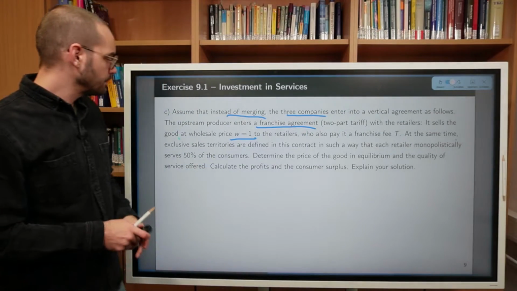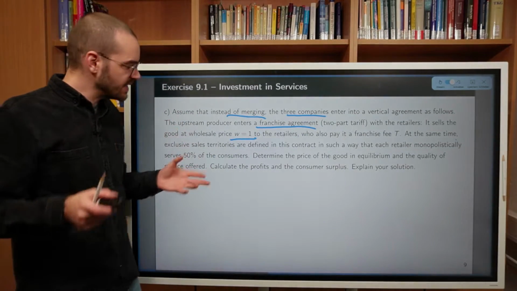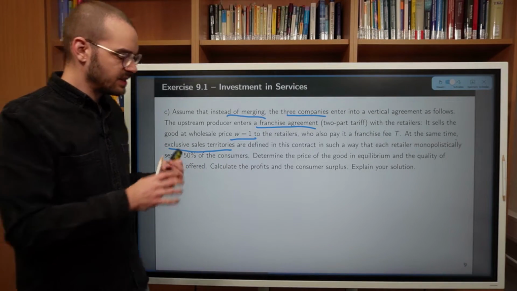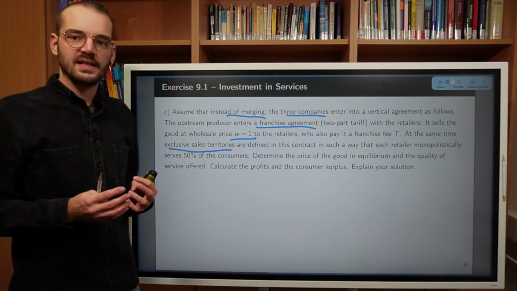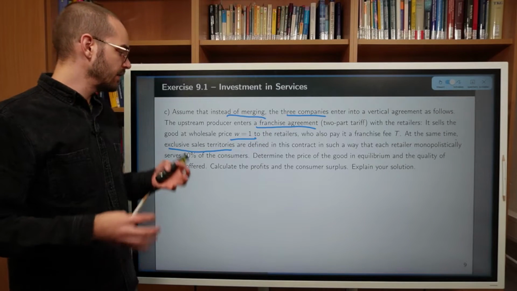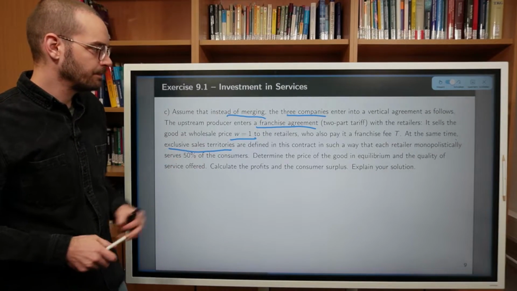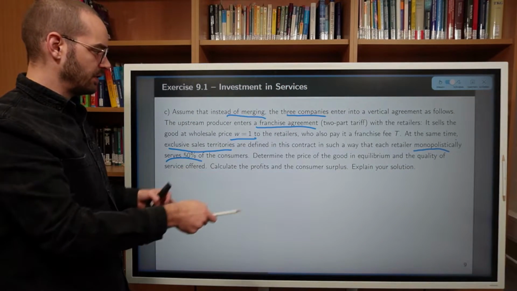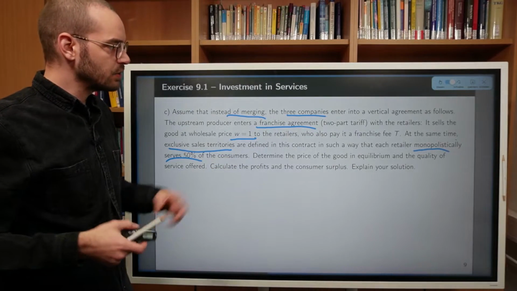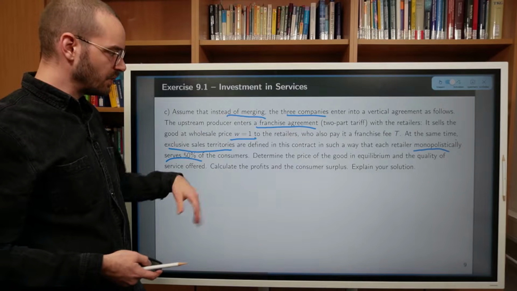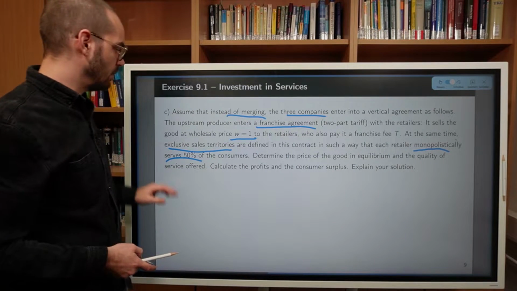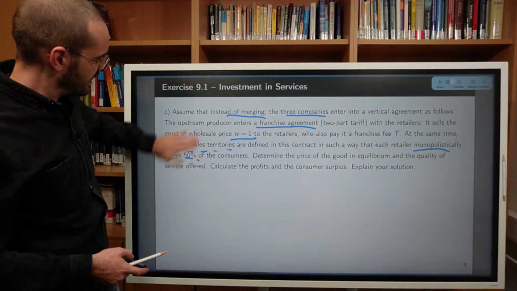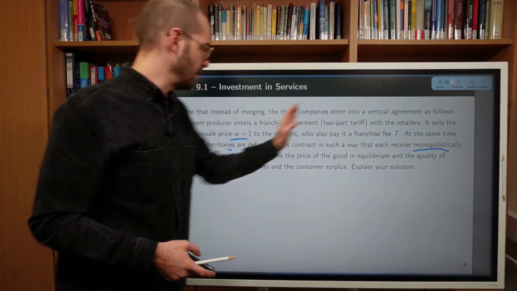At the same time, the two retailers agree on exclusive sales territories, which means that each of the two retailers will act as a monopolist on their respective exclusive territory. Right, so each monopolistically serves 50% of the consumers. And then we are of course asked to find the market equilibrium, calculate profits, calculate consumer surplus, and so on. All right, so in this setting, let's start by finding the market equilibrium.